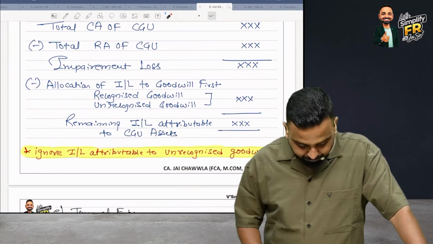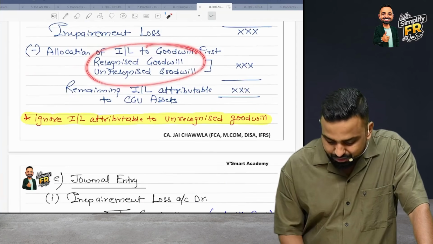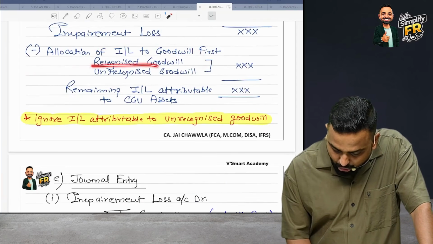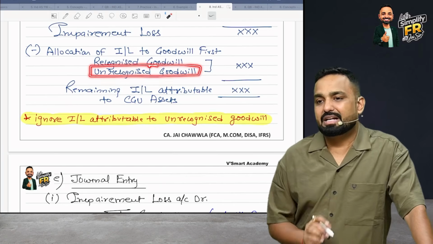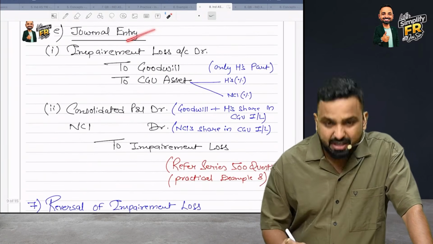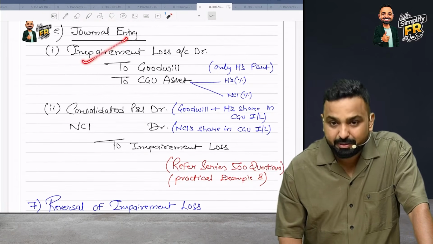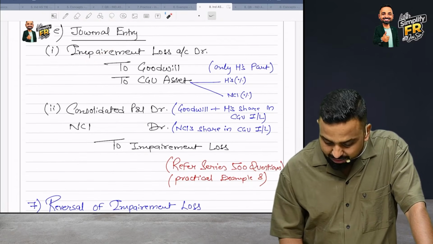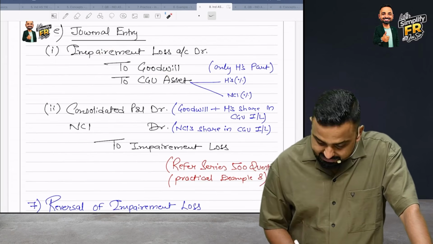Understood or not? Okay. When you recognize the goodwill impairment loss, make sure that you are not recording the impairment loss for unrecognized goodwill. Understood? Okay. So the journal entry, when you record the goodwill impairment loss along with the CGU: impairment loss account debit, to goodwill, to CGU asset.